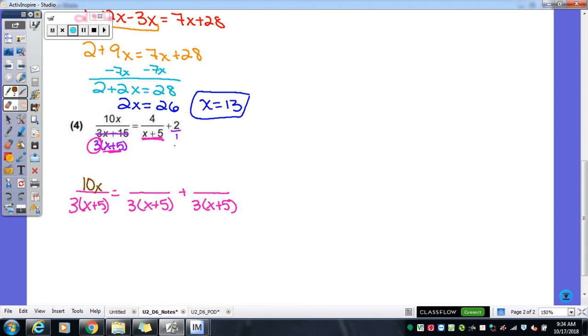So that first fraction is already over that denominator we want, so the numerator is going to stay as 10x. I'm not going to change that. My next fraction has the x plus 5. It was missing the 3. So I'm going to multiply by 3. So that gives me a 12 in my numerator there. And then the last one, 4, didn't have really any parts of it. So I have to multiply that by the whole thing, 3 times x plus 5.